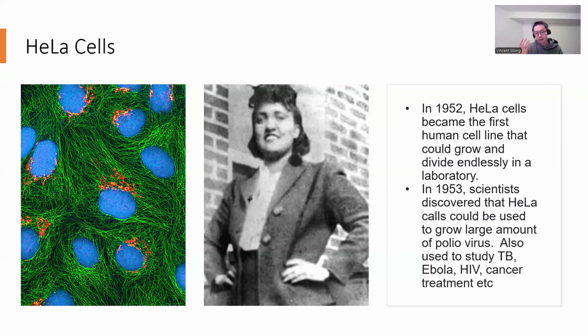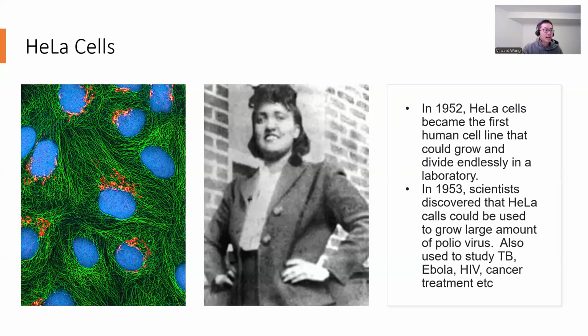So where did the HeLa cells come from? Well, the HeLa cells came from this person, this lady. Her name was Henrietta Lacks, and that's why it's named after her. He is the first two letters of her first name, and La is the first two letters of her last name.